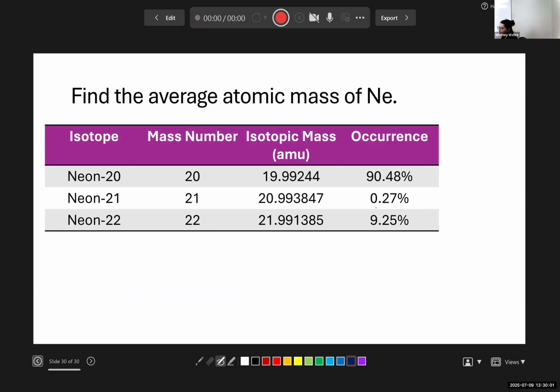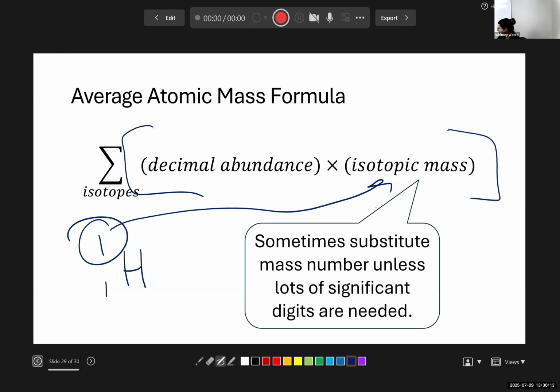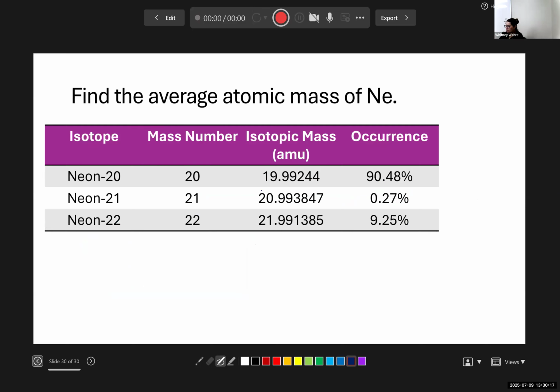Find the average atomic mass of neon. So we actually can compare our answer to the true answer that's up there. So we need to figure this out. There are 3 different isotopes, so we need to take into account the decimal abundance and the isotopic mass. So let me add another column. What is the decimal abundance? So what's 90.48 turned into a decimal?